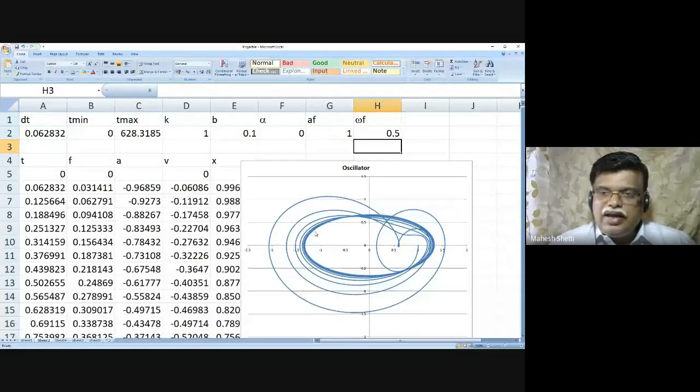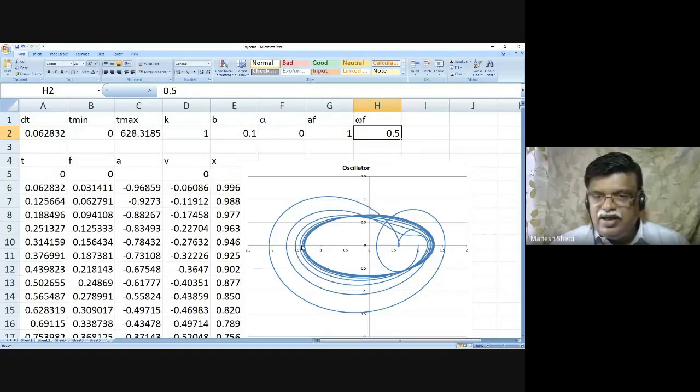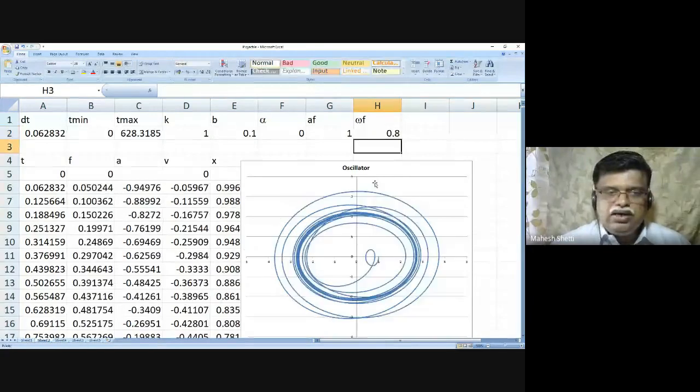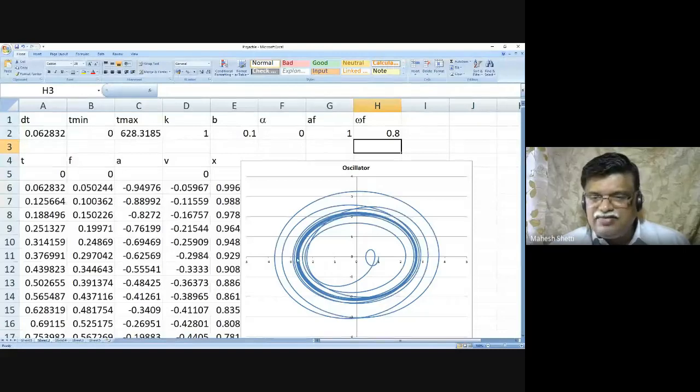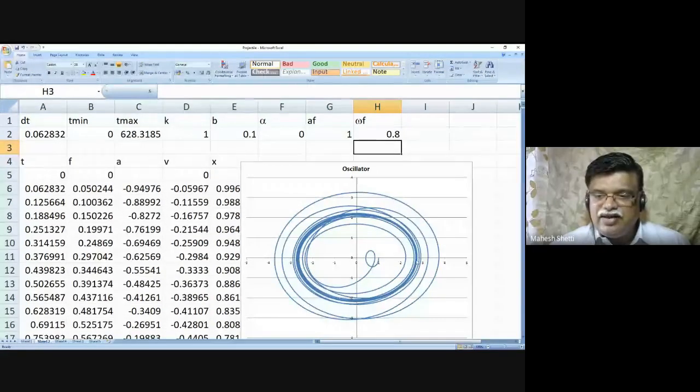Okay, so I can change the frequency, and you can look at the amplitudes. After stabilization, the amplitude is somewhere within 1.5, and here it is somewhere around 0.6, 0.7. The vertical axis is of course the velocity axis or the momentum axis, and the horizontal axis gives you the displacement. Now let us change the driving frequency to say 0.8. It is now closer to the natural frequency of the oscillator, and you observe that the stabilized displacement is about 3, which means it has really increased by a large amount.